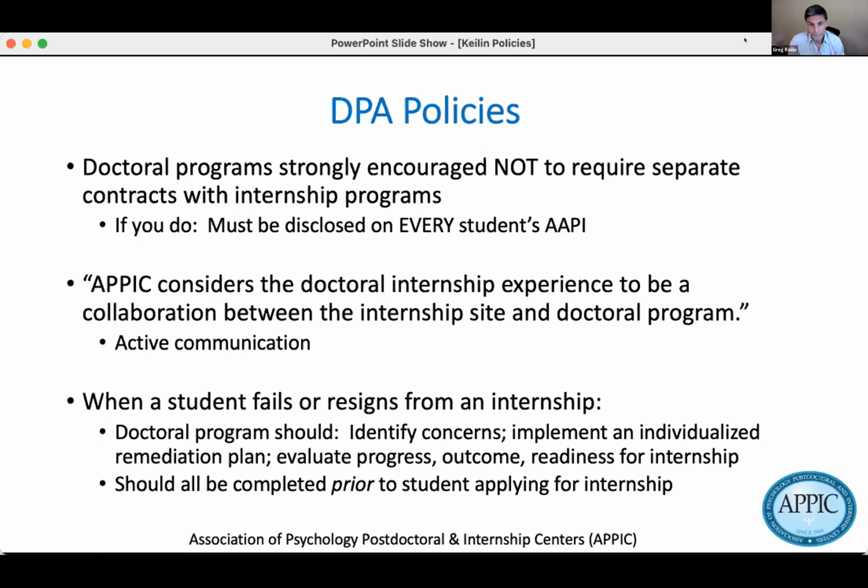Next point I think you've heard a lot about already is about active communication, and I just had a little quote from the policies that we consider the doctoral internship experience to be a collaboration between the internship site and the doctoral program. And I think we could be more creative about this.